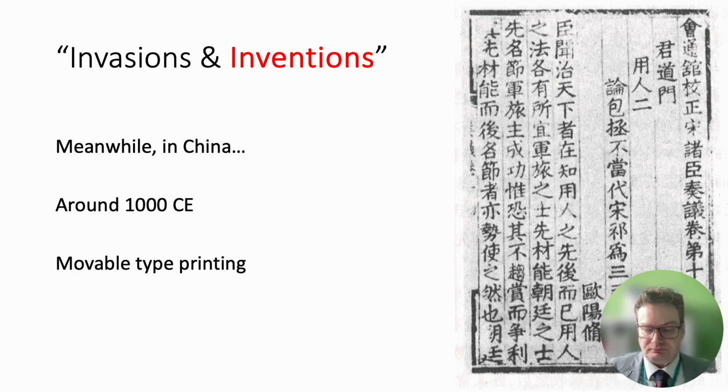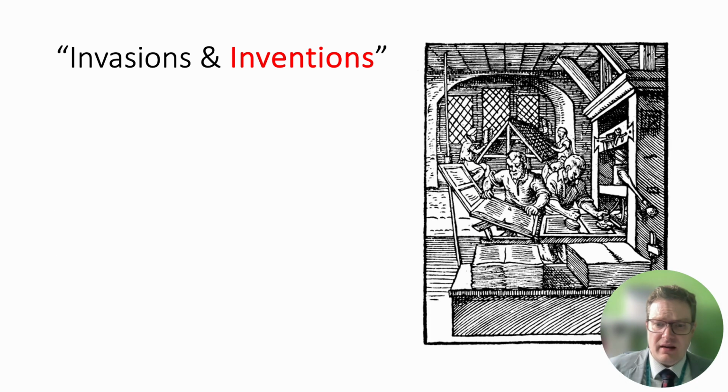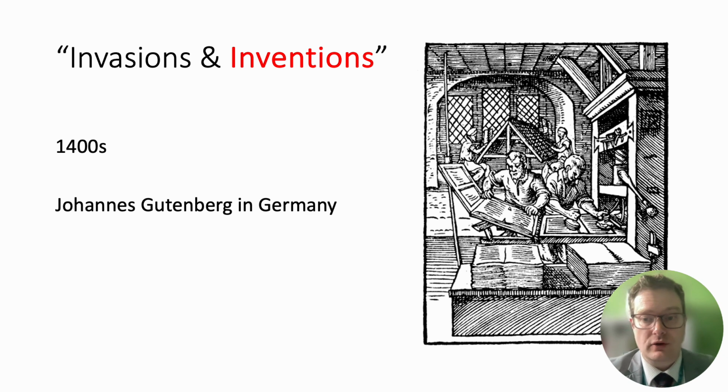They were printing books. And the first person to do it in Europe, whether he got the idea from hearing about it through Asia, some people suggest maybe there was cross-pollination of ideas. Maybe he came up with it on his own. Who knows? You have to ask a historian to be sure. But the first person to do it in Europe, the person who's credited with completely changing the face of Europe and the information revolution that happened, was in the 1400s, a guy in Germany called Johannes Gutenberg.